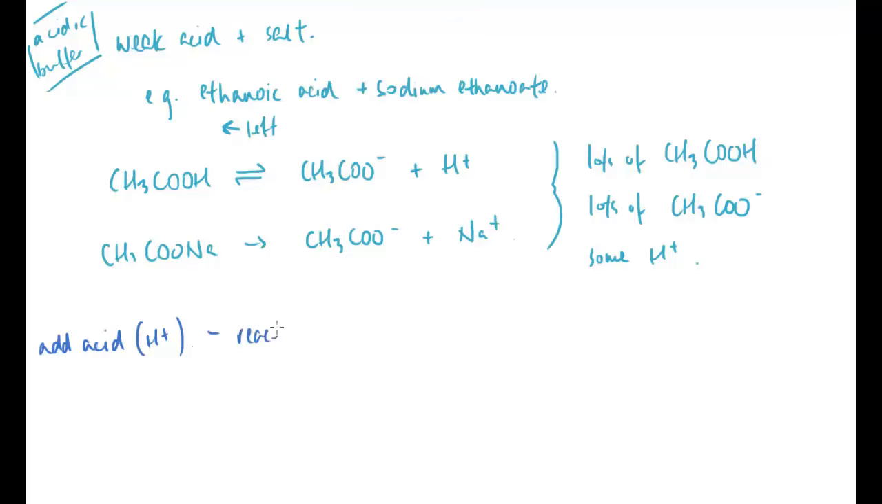So it reacts with the ethanoate ions, and in doing so, it produces ethanoic acid as a molecule. So the ethanoate reacts with the H+, producing ethanoic acid. And actually there, that's exactly what we want. We have removed the excess H+ by reacting with the salt to produce the ethanoic acid, which, as I say, is perfect.